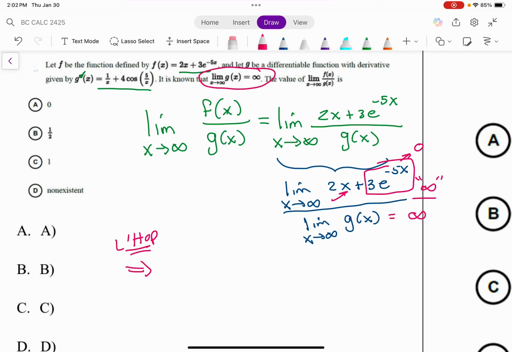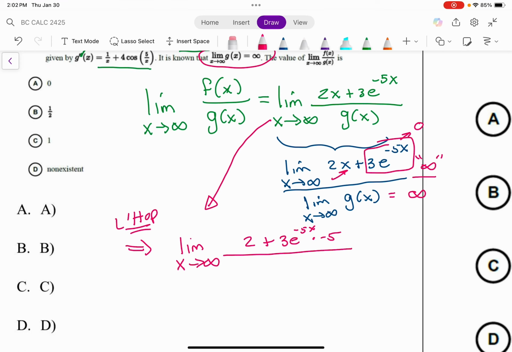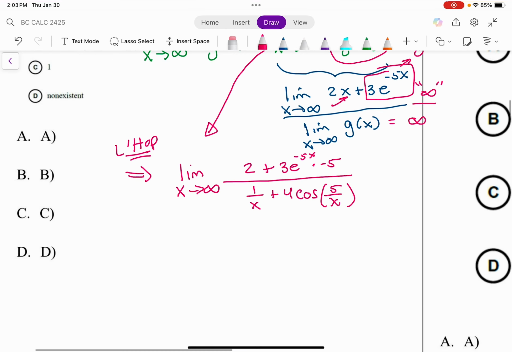Now, maybe I'll go back to this representation. L'Hopital's rule says take the derivative of the top. The derivative of the top is 2, and then the derivative of 3e to the negative 5x is 3e to the negative 5x times negative 5. And then the derivative of the bottom is the derivative of g of x. We're told what that is. They tell us that here. That's this.